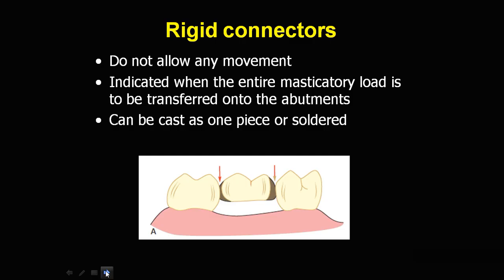Let us have a look at the rigid connectors. Rigid connectors, as the name suggests, do not allow any movement between the FPD parts. These are indicated when the entire masticatory load is to be transferred onto the abutments. These can be cast as a single piece or soldered individually.